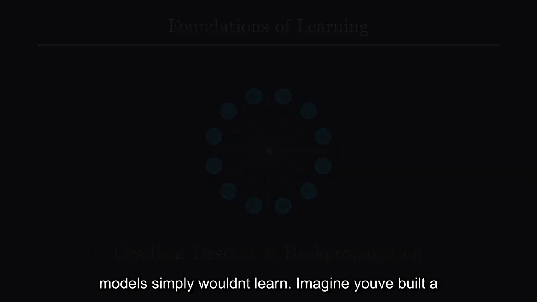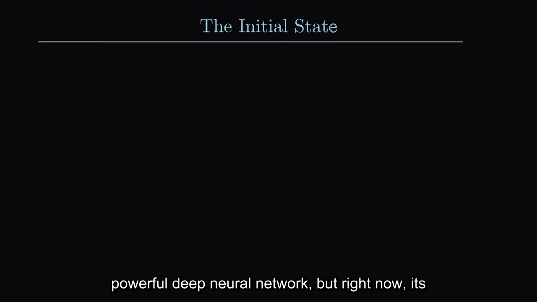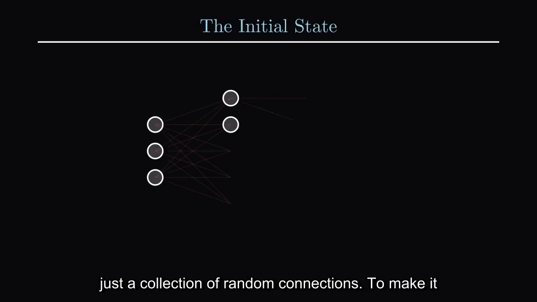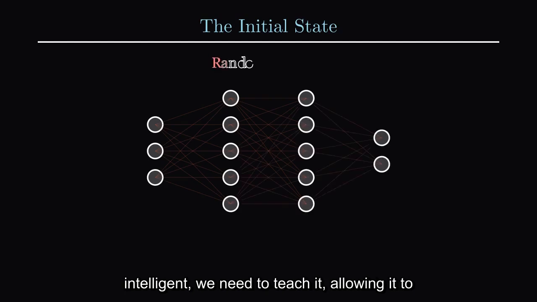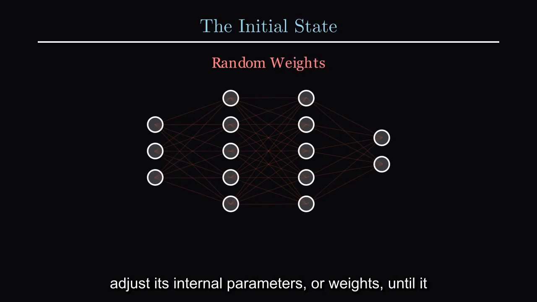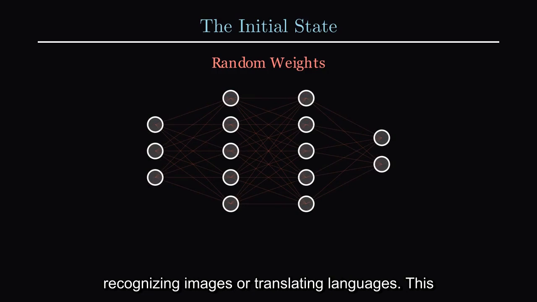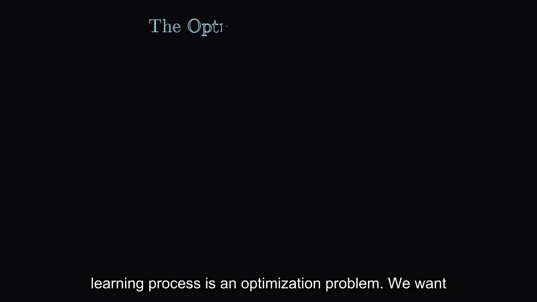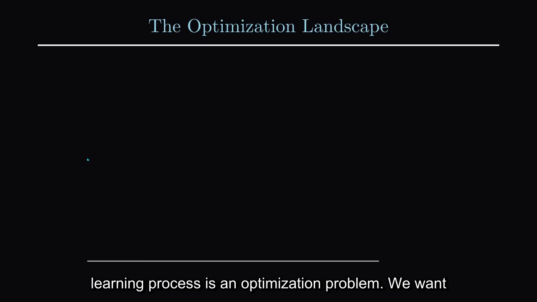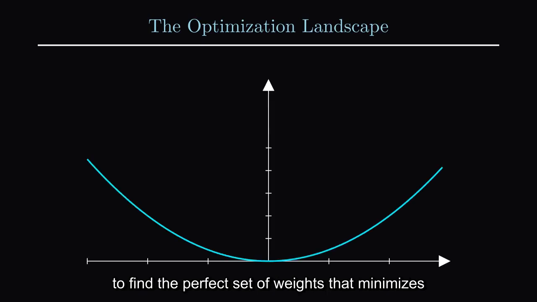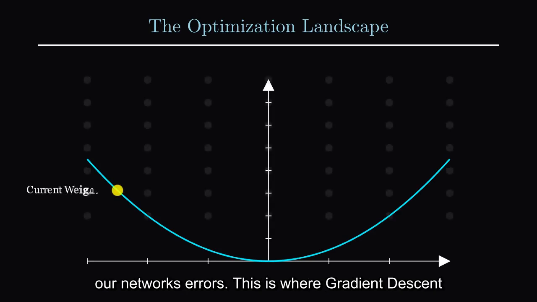Imagine you've built a powerful deep neural network, but right now, it's just a collection of random connections. To make it intelligent, we need to teach it, allowing it to adjust its internal parameters, or weights, until it can accurately perform a task, whether that's recognizing images or translating languages. This learning process is an optimization problem. We want to find the perfect set of weights that minimizes our network's errors.